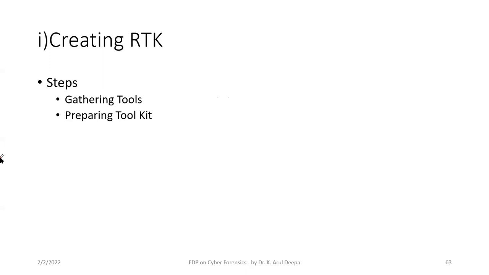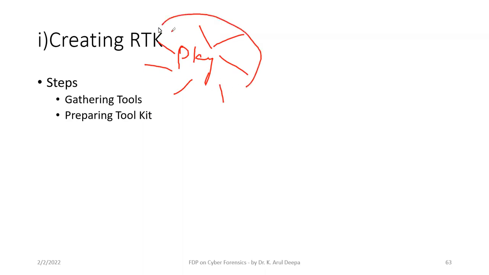RTK creation is very important. As I said, you can imagine RTK as a package which has many tools collected and put together into a single medium, such as a floppy disk depending on the size, any flash memory, a CD, or a pen drive. You need to keep it in a safe location. That is all about RTK. The steps involved here are gathering the tools and preparing the toolkit.